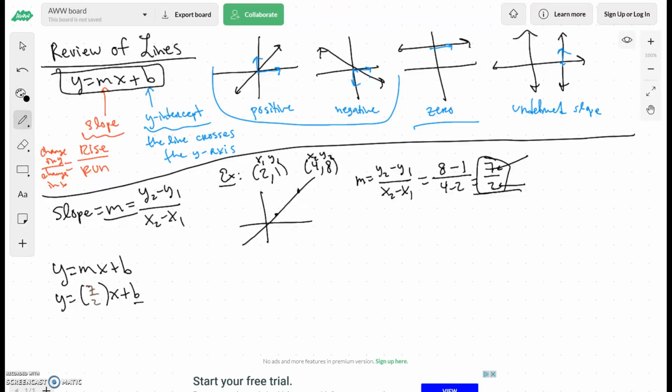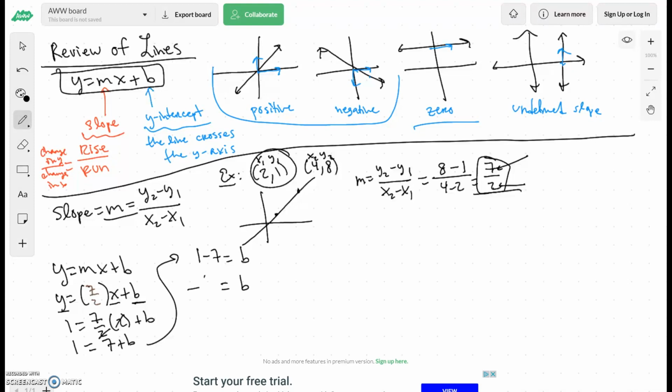Now we want to figure out what the y-intercept is. I can plug in any values for x and y, so I can just use these numbers, for example 2 and 1. I could also use 4 and 8 if I wanted to. So y is 1, equals 7 over 2 times 2, plus b. Notice that the 2's cancel out. I get 1 equals 7 plus b. When I subtract the 7 over, I have 1 minus 7 equals b. So b is equal to negative 6.